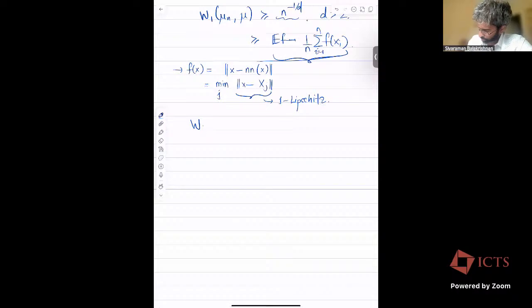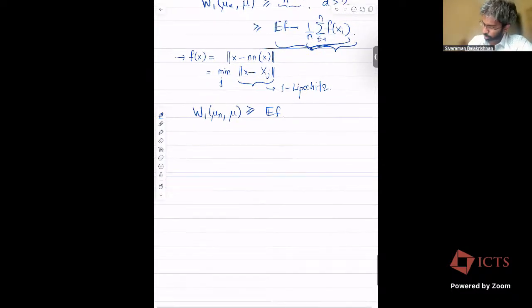Okay, so let's try to do it. I claim that for the second term, the distance of each sample point to its nearest neighbor is just 0, right? So the average part is 0. So the distance is at least the expected value of this function. So it's at least the expected nearest neighbor distance. So this is a lower bound on the W1 distance. Is everyone okay so far?